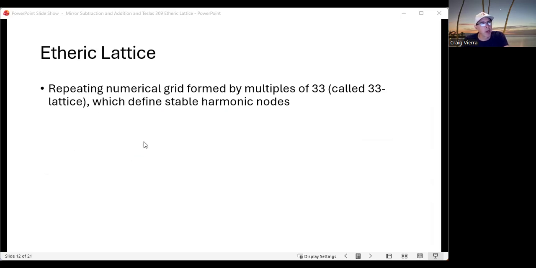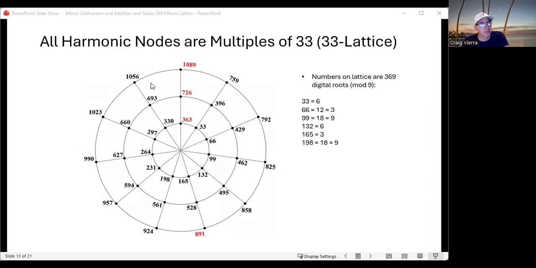How do we bring these numbers, the 1089 family, into a grid? I'm going to show you a repeating numerical grid formed by multiples of 33. I introduced this in the last video I did, because it is connected with what I was calling Tesla's etheric lattice. So I'm going to call it the 33 lattice, and this defines stable harmonic nodes. I introduced this in the last presentation I gave.